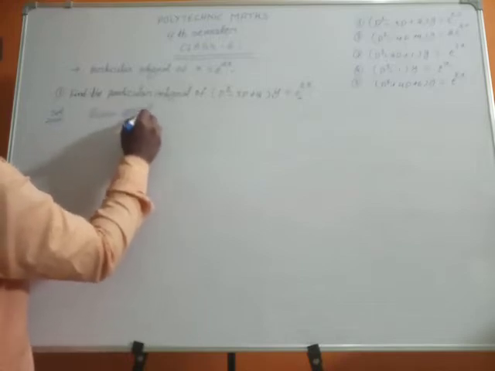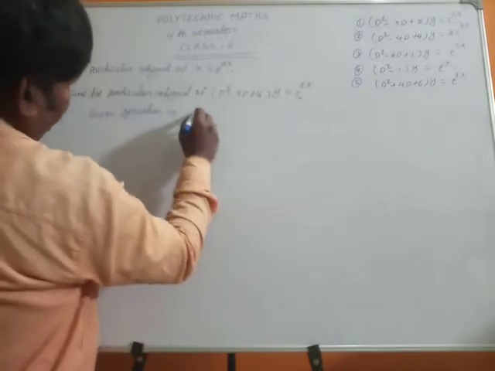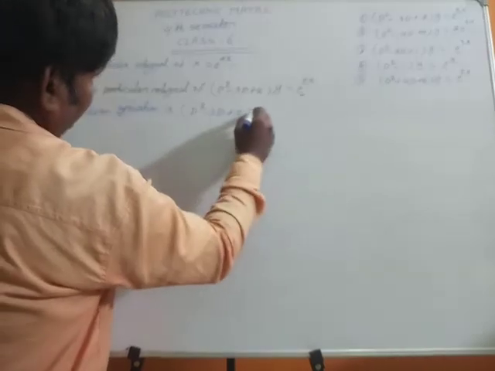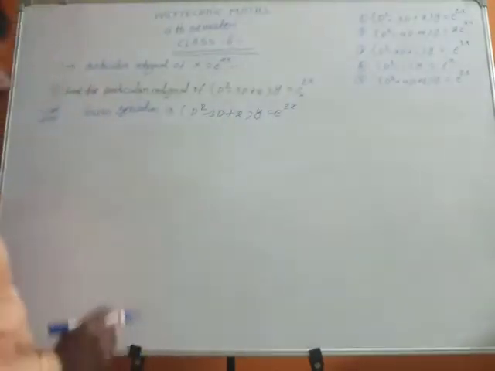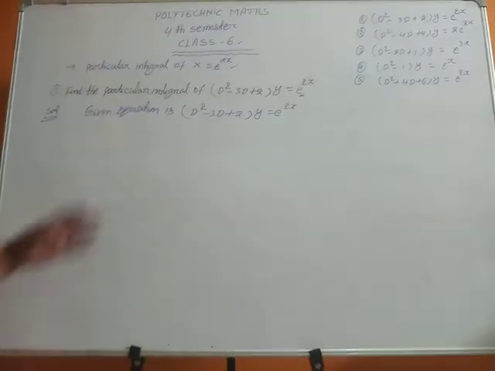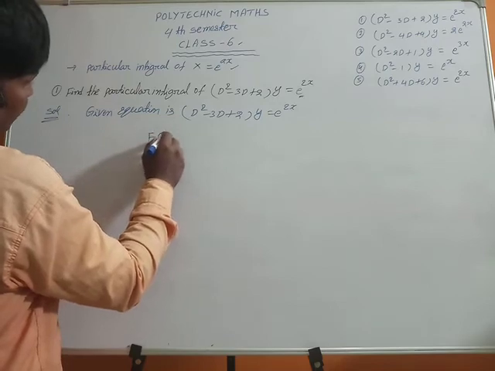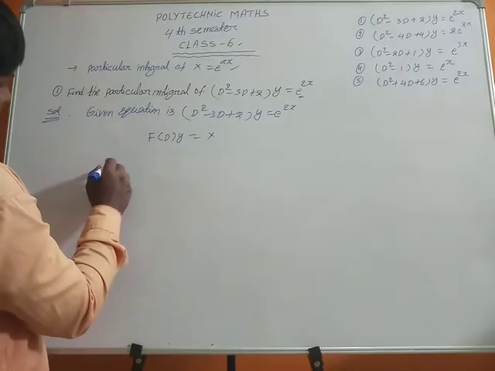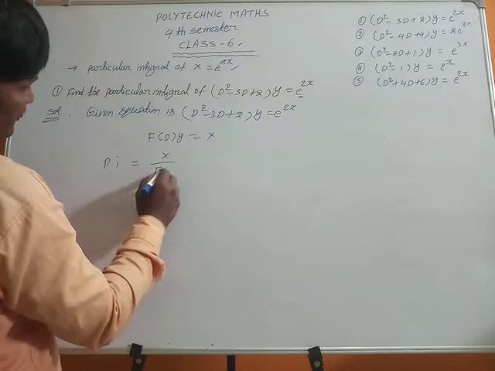So the given equation: observe the equation here, (D square minus 3D plus 2) into y equal to e to the power of 2x. Okay, right. This problem is in the form of f of D into y equal to X. Now we can find the particular integral of the given function, that means X by f of D.